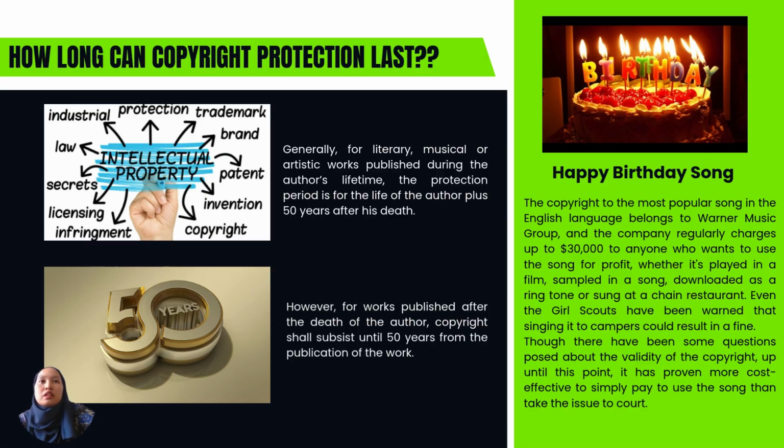Next, if the work is published only after the author dies, copyright will last for 50 years from the year it was first published. For example, if an artist has a painting and it's published for the first time in 2035 after their death, the copyright will last until the end of 2075. 2035 plus 50 years, so it lasts until the end of 2075.